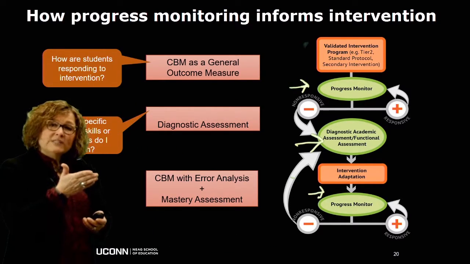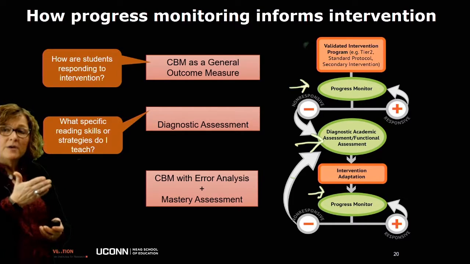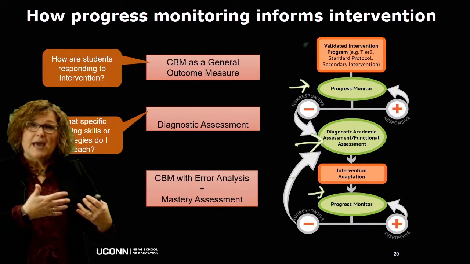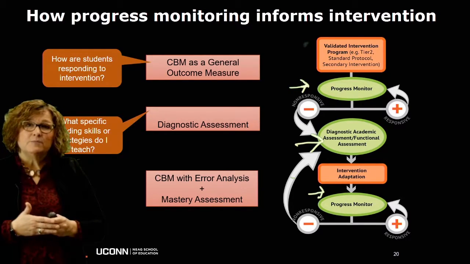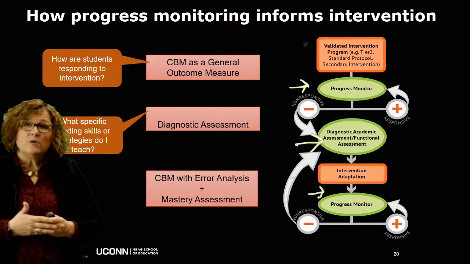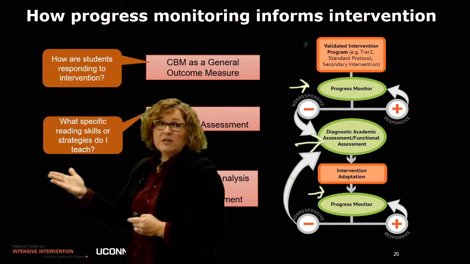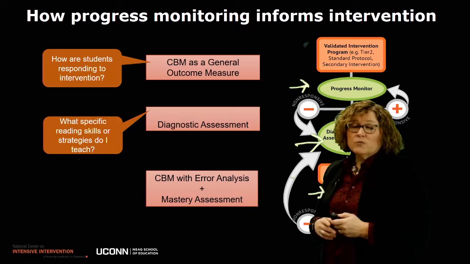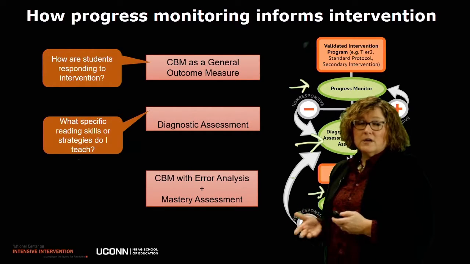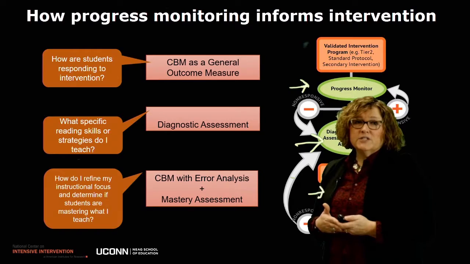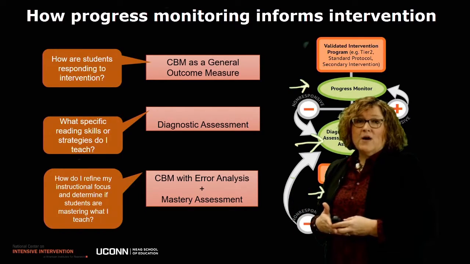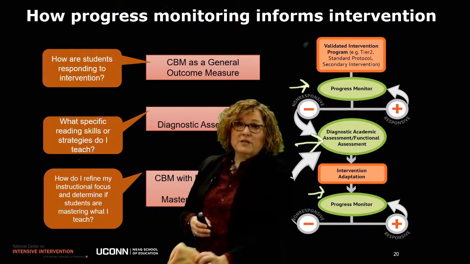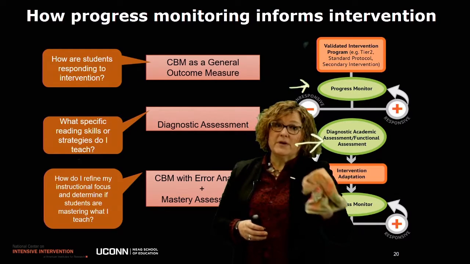And then we sometimes combine that CBM information with error analysis. So we go back and we look at patterns of errors in the material that's been collected, and we match that with some type of mastery assessment like exit slips, could be some individual reading inventories, some running record information even. We put those materials together to learn more about how to refine instructional focus and determine if students are really mastering the information that you're teaching.